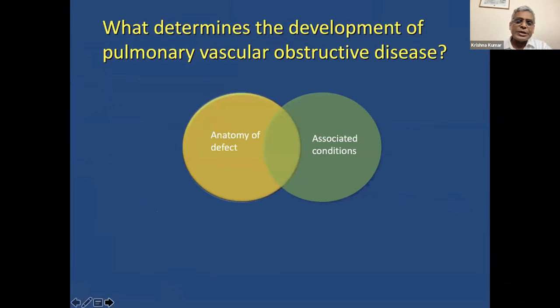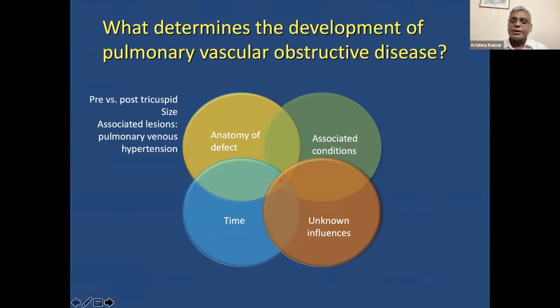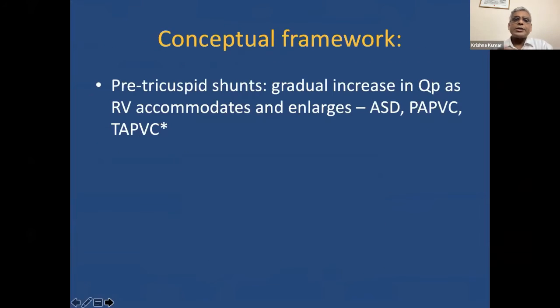So this paradigm I have always been using, which is that there are four elements, which is the anatomy of the defect, the size, as well as the location, associated conditions like sometimes a stenotic valve or upper airway obstruction, and a number of influences that we don't fully understand, which are perhaps genetic, and of course, the age or the duration of exposure to high flow.